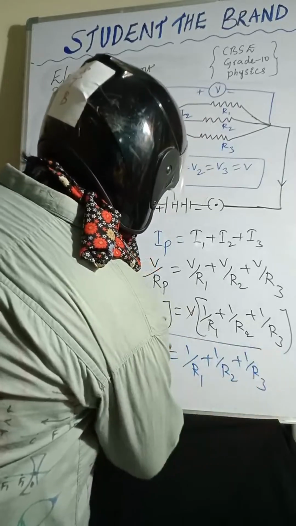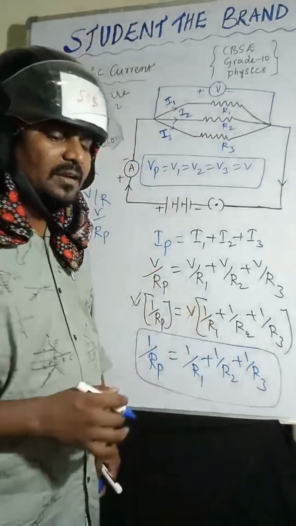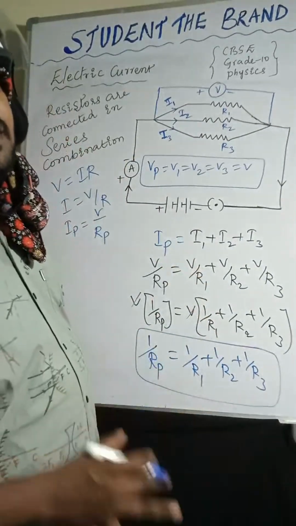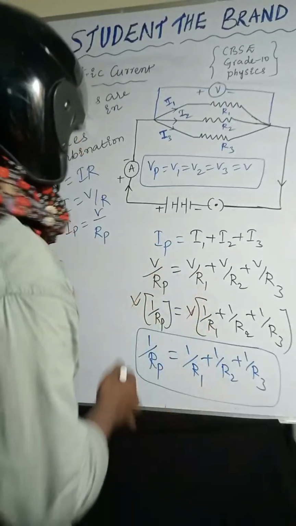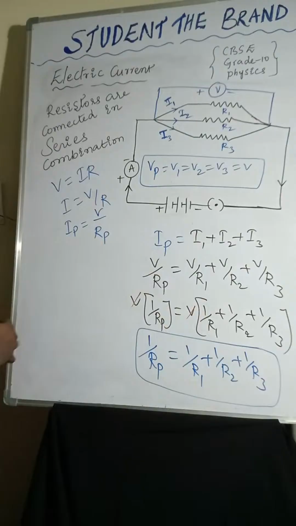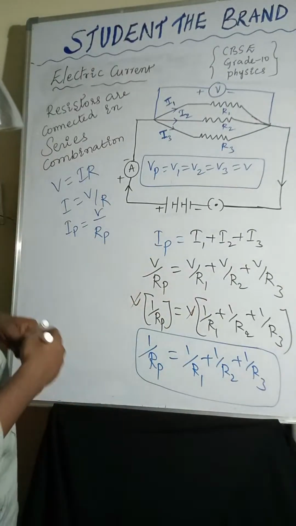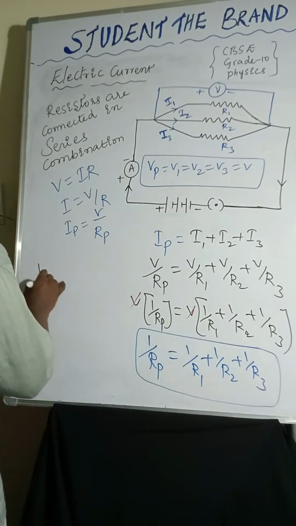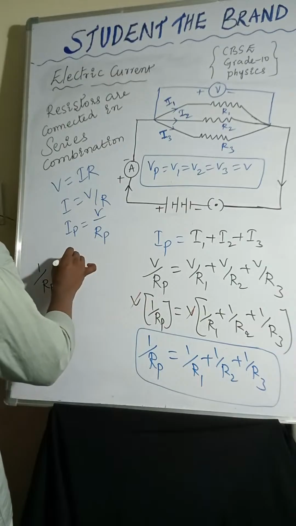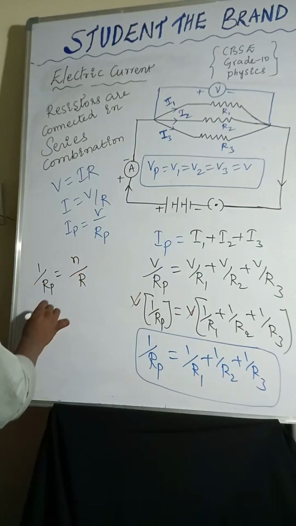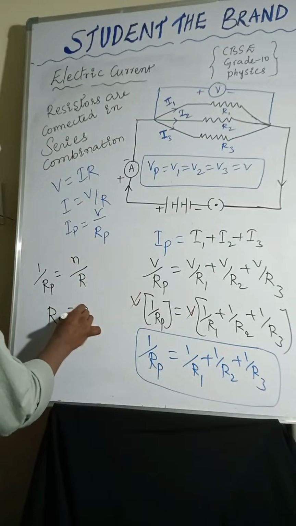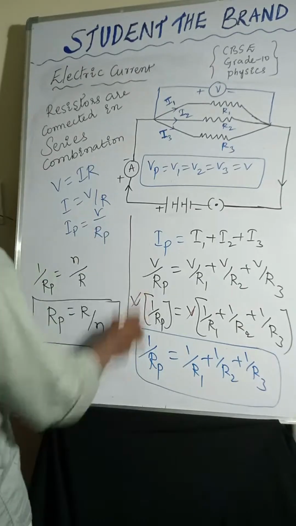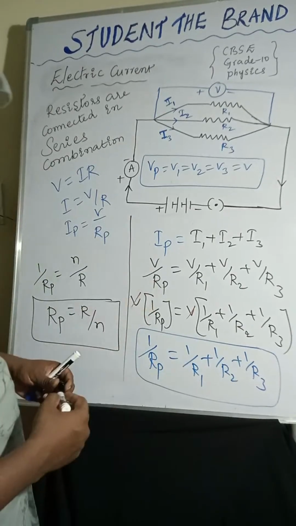So resistors are connected in parallel combination. If n number of resistors are connected in parallel combination, so 1 by Rp equal to n by R, Rp equal to R by n. So this is the formula, very important. Make sure that you are learning this one.